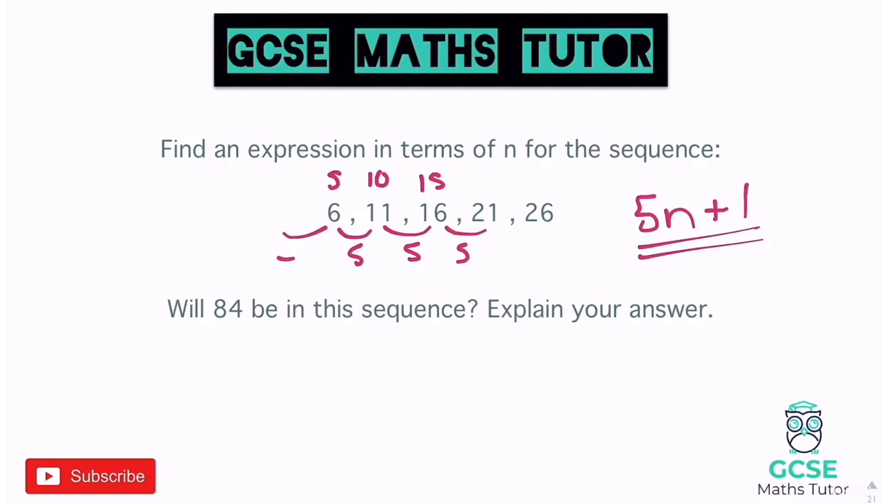We could have gone back 5, which would have given us the number 1, which is a positive one, and that's just another way that we could have a look at it. Now it says, will 84 be in this sequence? Explain your answer. Now there's 2 different ways of doing this. This one in particular I'd like to use more of a logical approach.